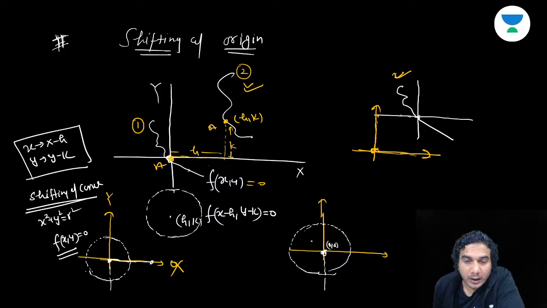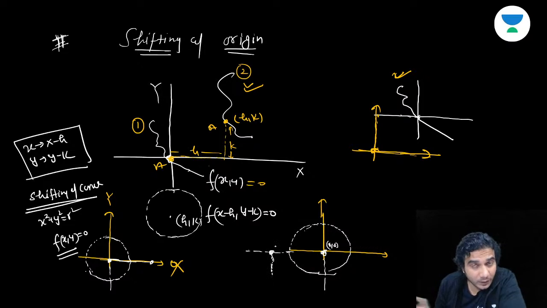Okay, so how would you translate the coordinate axes? Now if I translate the origin in the direction of negative x-axis by h units, or leftwards by h units, and downwards by k units, okay, so now this will be the new position.